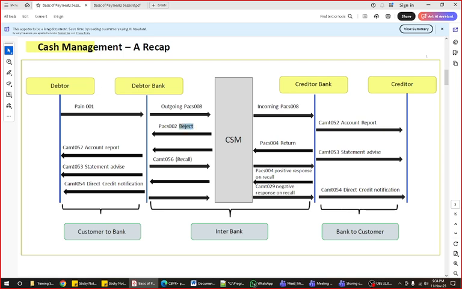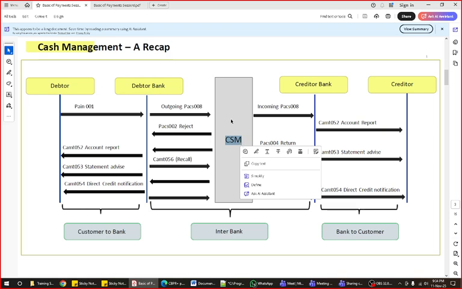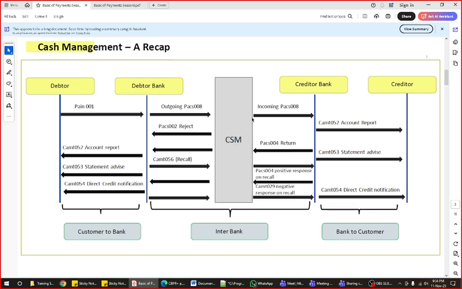So this is the outgoing PACS message and its acknowledgement. I just mentioned reject here, this can be accept as well. Both accept and reject messages. Now we are moving from this payment, now it comes to CSM. CSM does the calculation and finds that the beneficiary is there, the beneficiary is a good person, it has sufficient balance in his account, now we are processing it. So outgoing PACS message from the debtor bank and incoming message to the creditor bank.